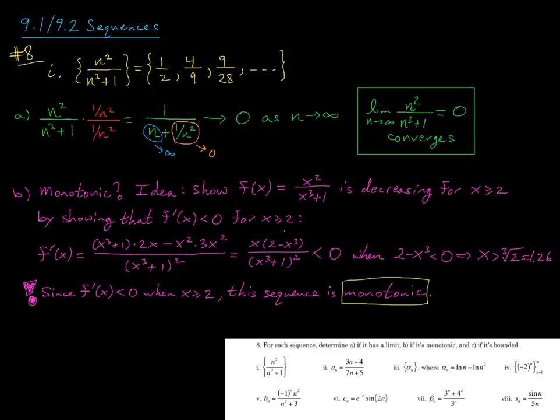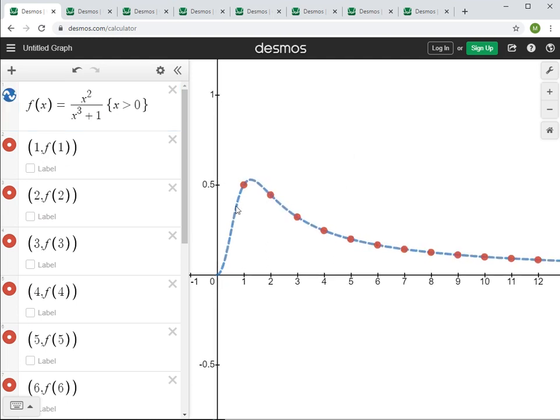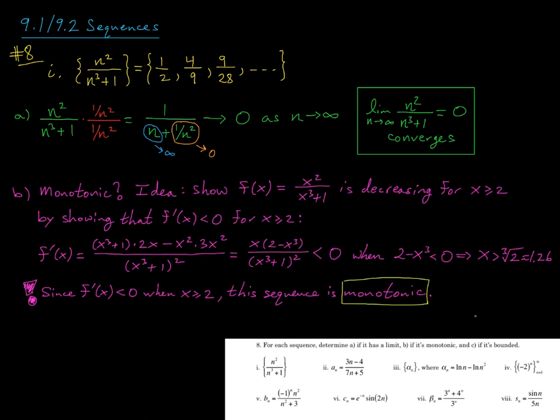So going back, we are able to conclude that if x is greater than or equal to 2, this expression will be negative. 2 is more than 1.26, so we are looking at a negative derivative on this interval. And so, yes, the sequence is monotonically decreasing. And then how about bounded? Well, yes, it is bounded. In fact, we can use 1/2, which is just the first term of the sequence, as an upper bound.